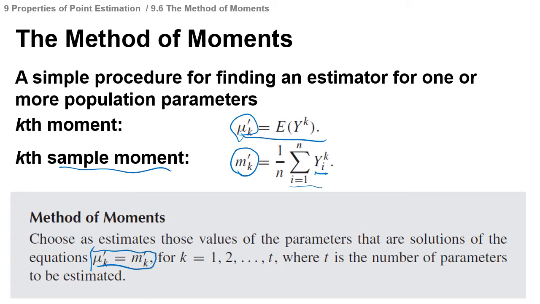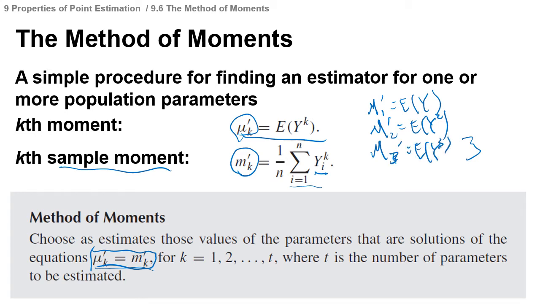choosing as estimates those values of the parameters that are solutions of these equations for k equals 1, 2, up to t, where t is the number of parameters to be estimated. So if you have 3 parameters, then you have the moment m1 dash, which is E of y, and you also calculate m2 dash, which is E of y squared, and m3 dash, which is E of y cubed, and this is a function of the parameters.